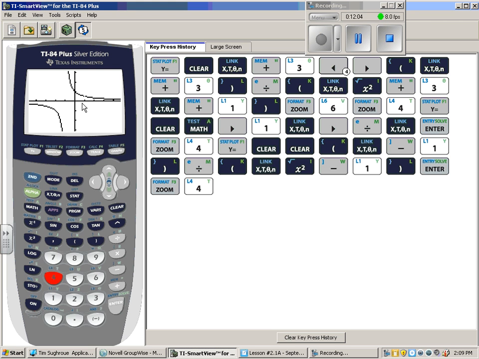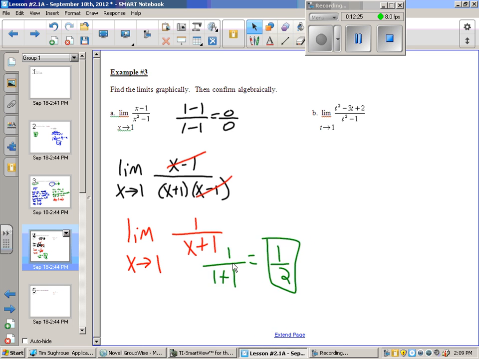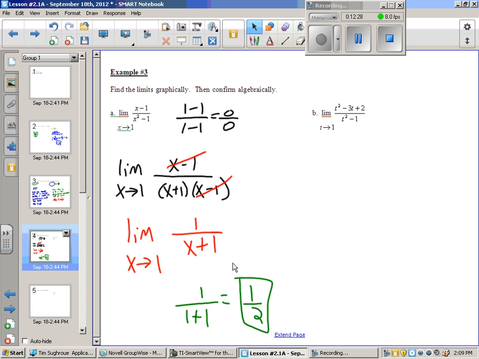But as x approaches 1 from the left and as x approaches 1 from the right, both the left hand and the right hand limits are approaching this value of 1/2. And that's why the limiting value is 1/2. It's essentially the y value where that hole occurs when we're finding the limit like this. So let's take a look at the second one, B here.